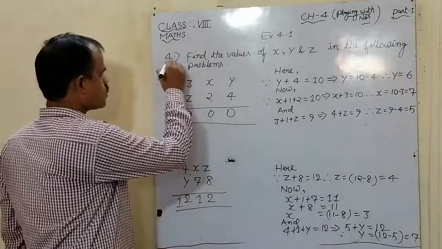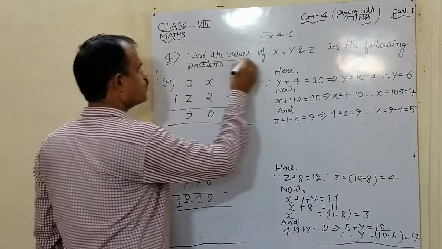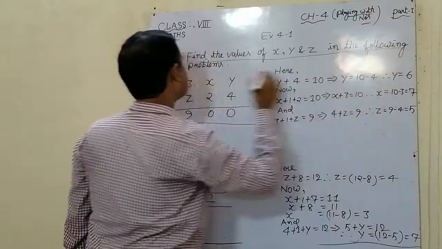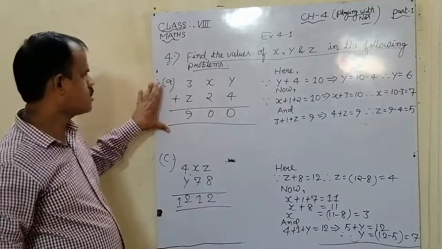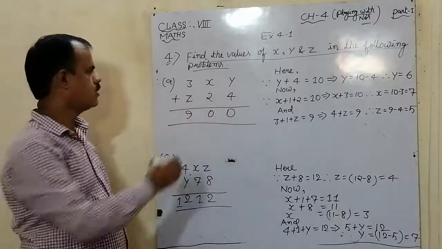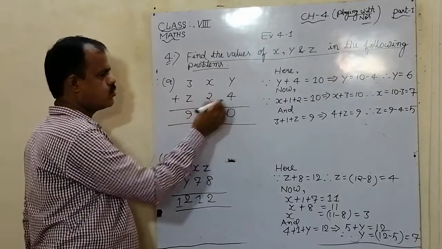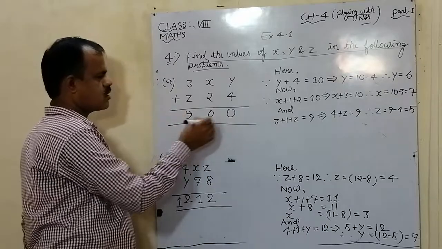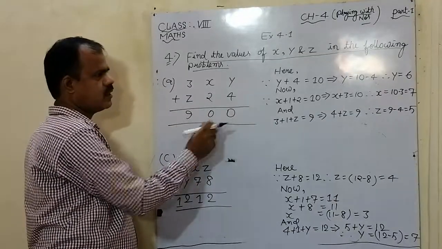Yes, student. Question number 4. Find the value of x, y, z in the following problems. This is the sum 3xy plus z24. The answer is, the sum is 900.